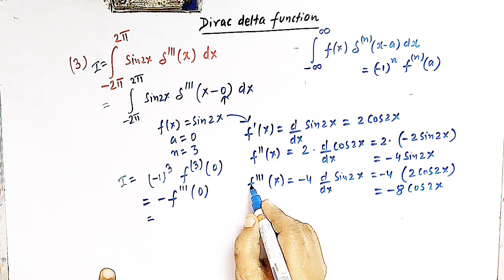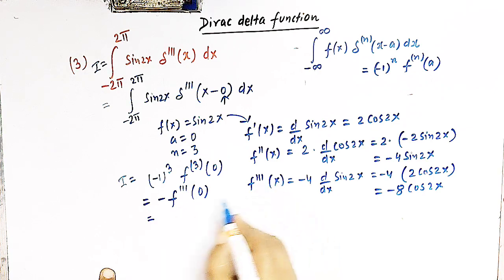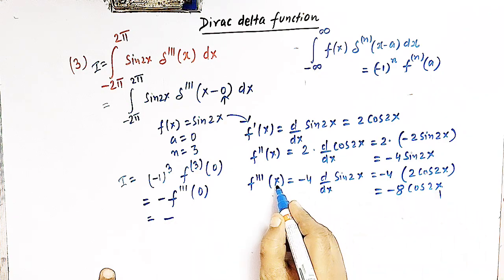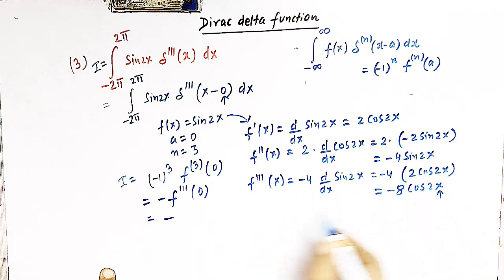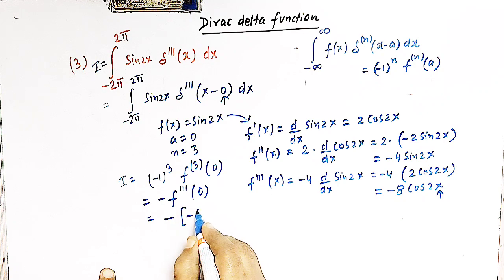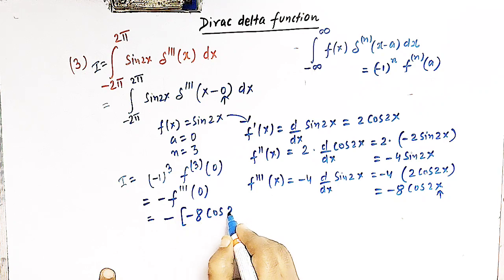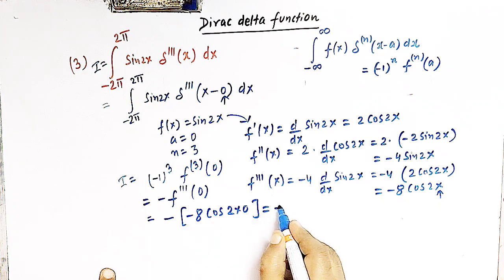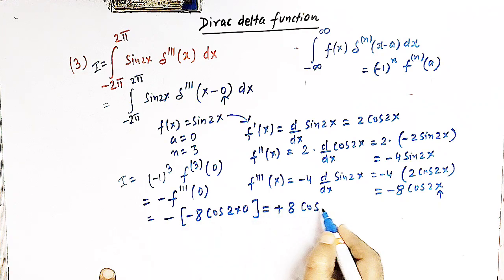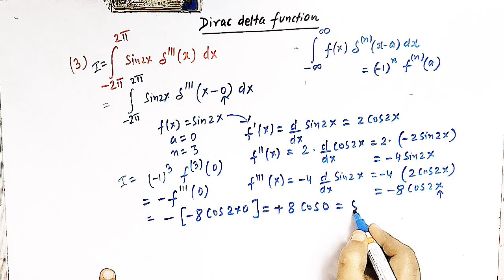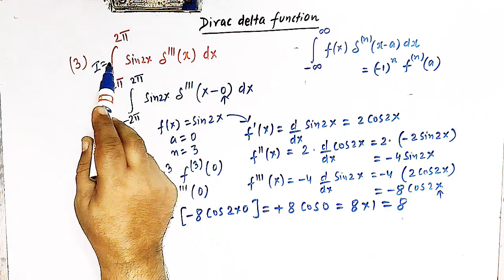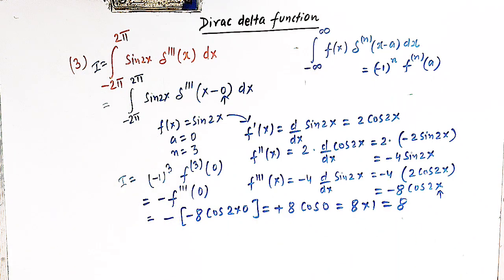So now the value of f triple prime of x, that is when x is equal to 0, can be obtained by taking x is equal to 0 in this expression. So we have minus 8 cos of 2 times 0. So this is minus minus plus, and we have 8 times cosine 0, and cosine 0 is equal to 1. So we have 8 times 1, that is equal to 8. So the value of this integral is equal to 8.